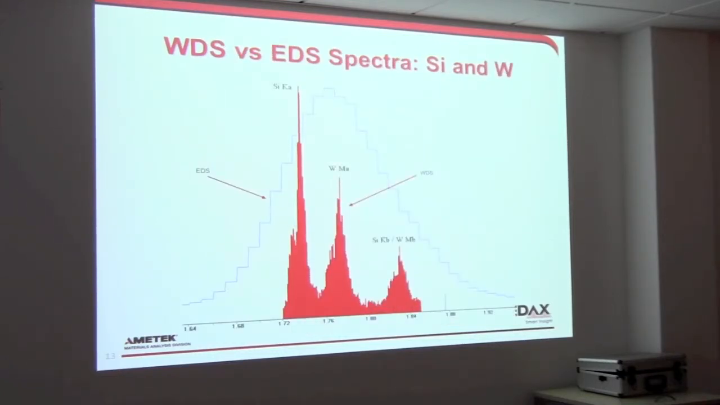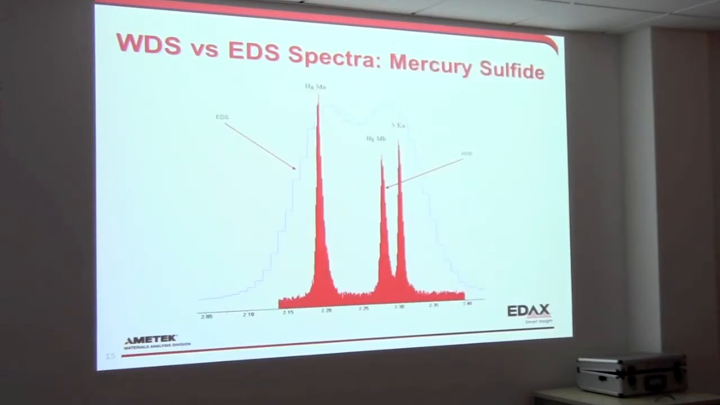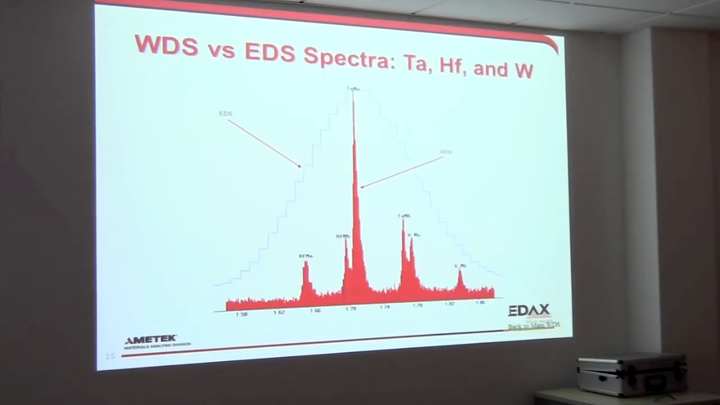Another one similar to what we saw before, silicon and tungsten overlapping. One big EDS peak and separated on the other peaks. Barium titanate with a multitude of barium titanium overlap peaks. Mercury and sulfur, not a real engineering material, but it does happen.